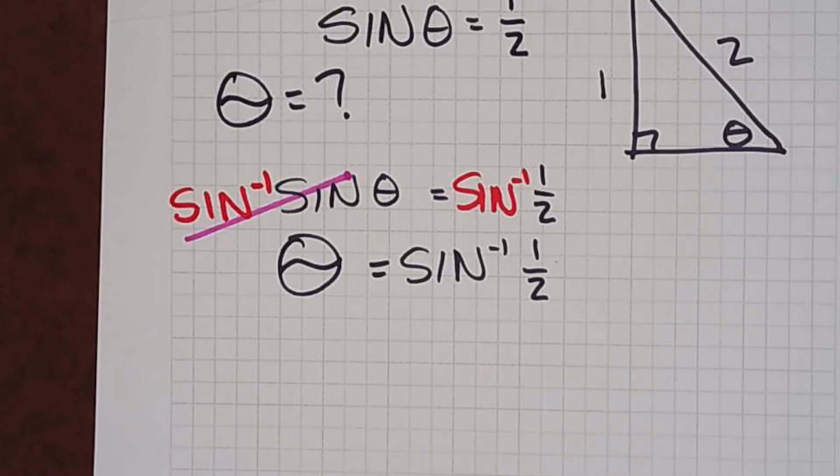Yeah, so those are trig functions, and those are inverse trig functions. So the trig functions are sine, cosine, and tangent, and the inverses of those trig functions are inverse sine, inverse cosine, inverse tangent, or arc tan, arc sine, arc cosine.